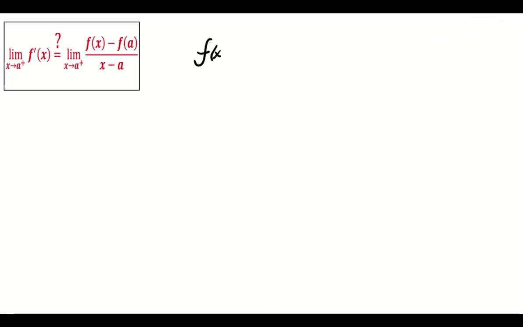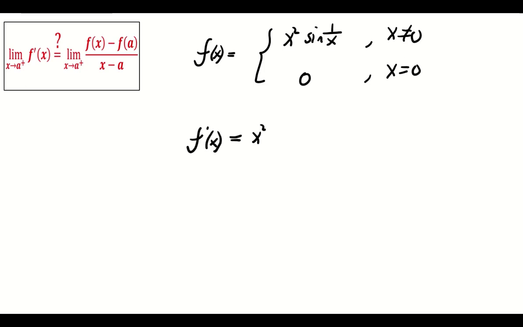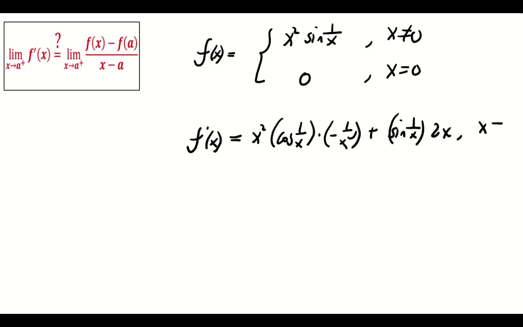Let's examine a classic example. Let f x equal x squared times sine 1 over x if x is not equal to 0, and f x equal 0 if x equals 0. Using the product rule for derivative, f prime x is negative cosine 1 over x plus 2x sine 1 over x.